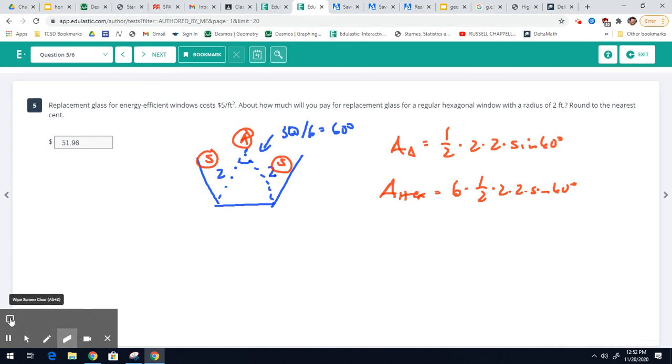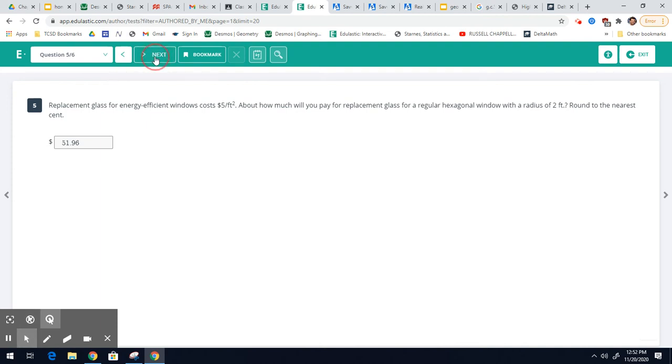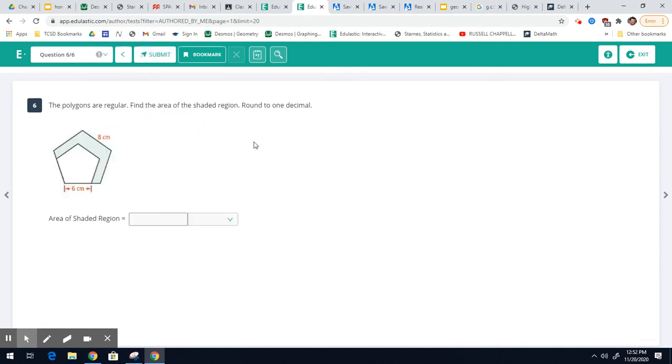All right. So when they give you the radius, life's really good. All right, last problem here. The polygons are regular. Find the area of the shaded region. Round to 1 decimal. Oh my goodness gracious. So we have a pentagon inside of a pentagon, a small pentagon and a big pentagon. So the idea here is to find the area of the shaded region, you need to find the area of the big pentagon and subtract the area of the small. And that's what we're going to do.